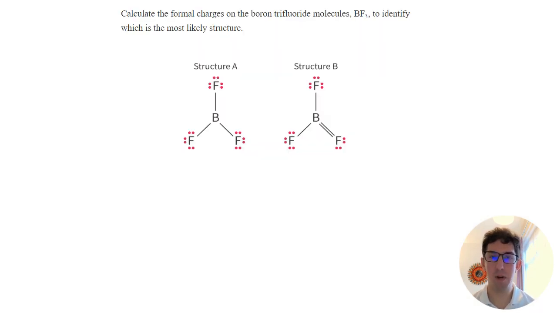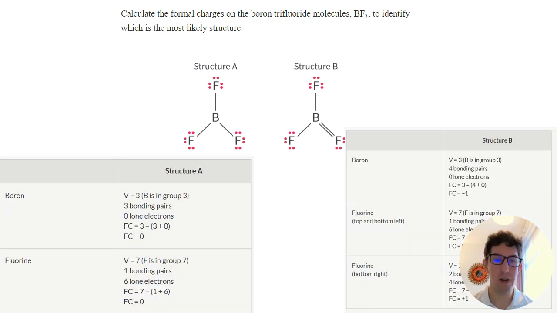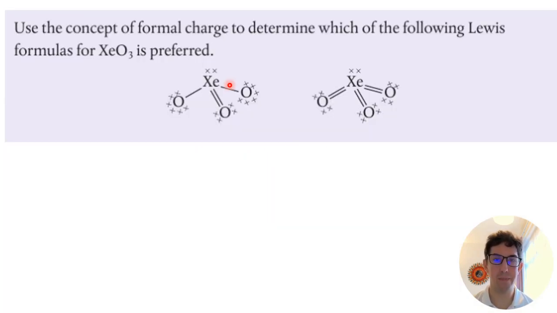Pause the video and try this one. Work out the formal charges of both A and B, of each of the atoms in it. You can see the F's are all equivalent in A, but not equivalent in B. So when you work out the formal charge, you see again A has formal charges of 0, 0, whereas in B, you've got formal charges of -1 on the boron, and the fluorine bottom right. Basically, this one's got 0s, this one hasn't, so structure A is more likely.